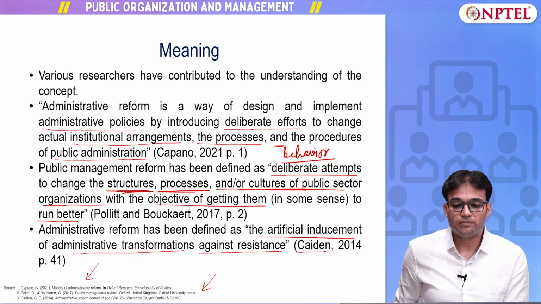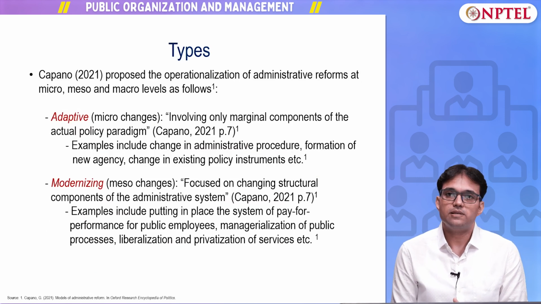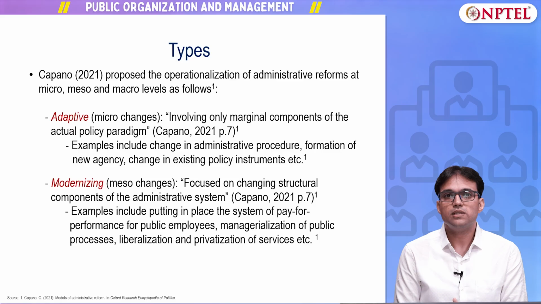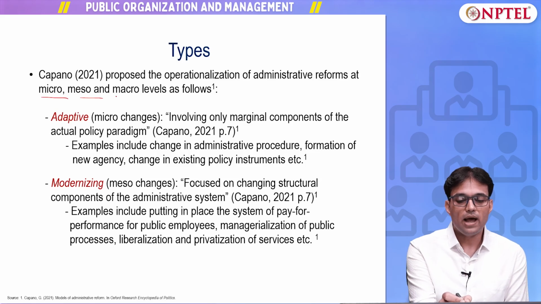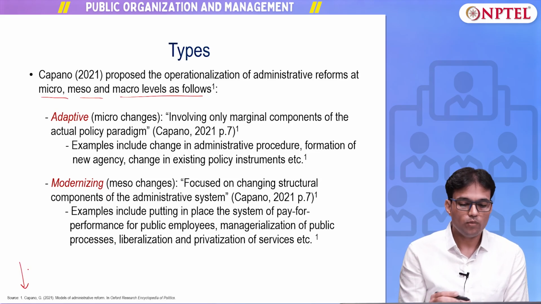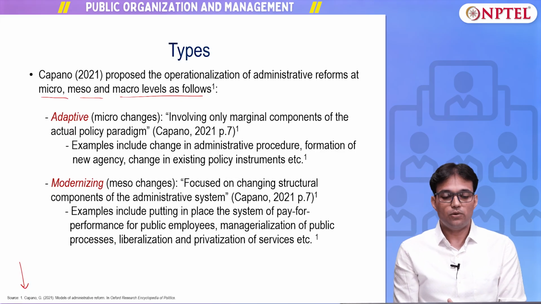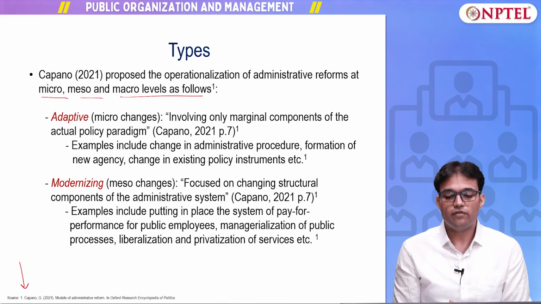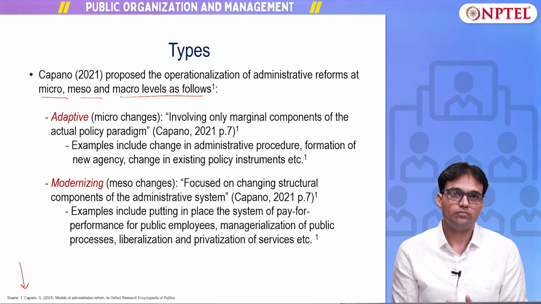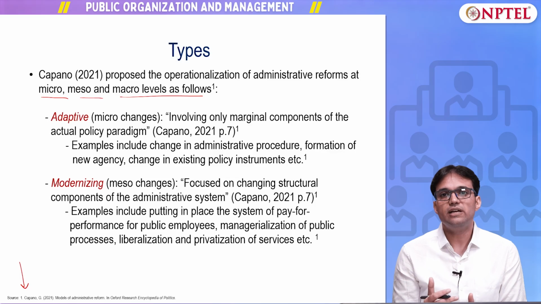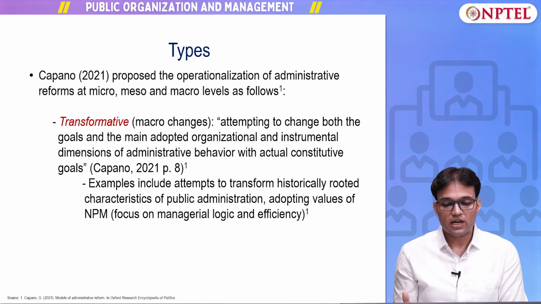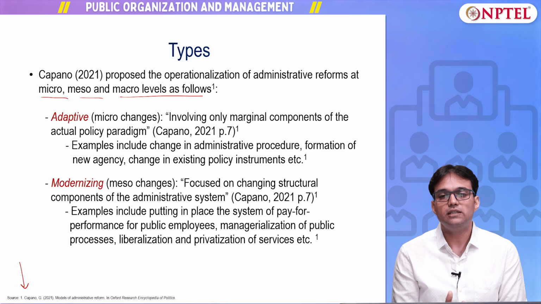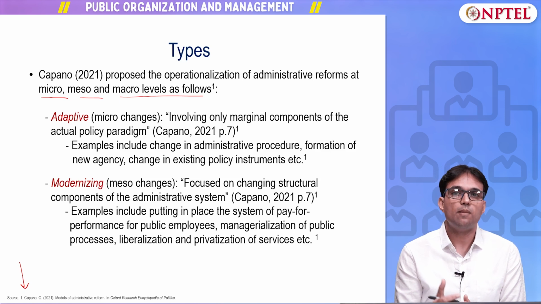Okay, continuing with the types, understanding the types of administrative reforms. Capano, again in 2021, proposed the operationalization of administrative reforms at micro, meso and macro levels. Please refer to this paper for more clarity on this. Now, according to Capano, administrative reforms can be operationalized at three levels: adaptive, which are termed micro changes; modernizing, considering meso changes; and transformative macro changes. Let's look at these types of administrative reforms one by one.